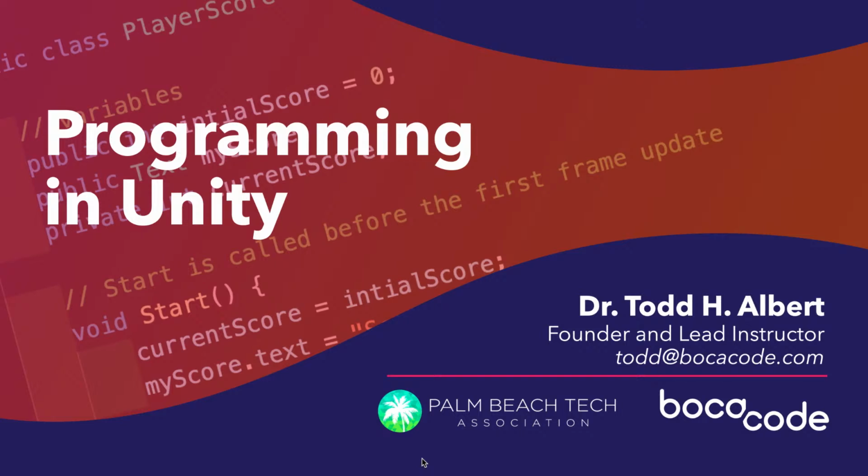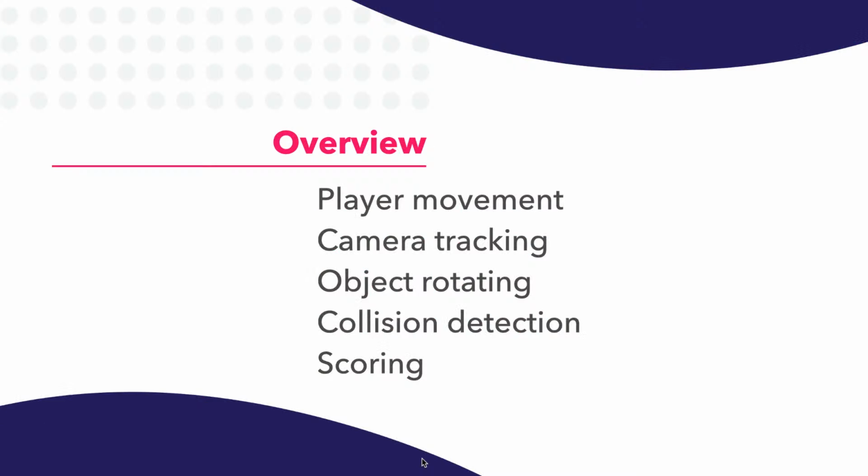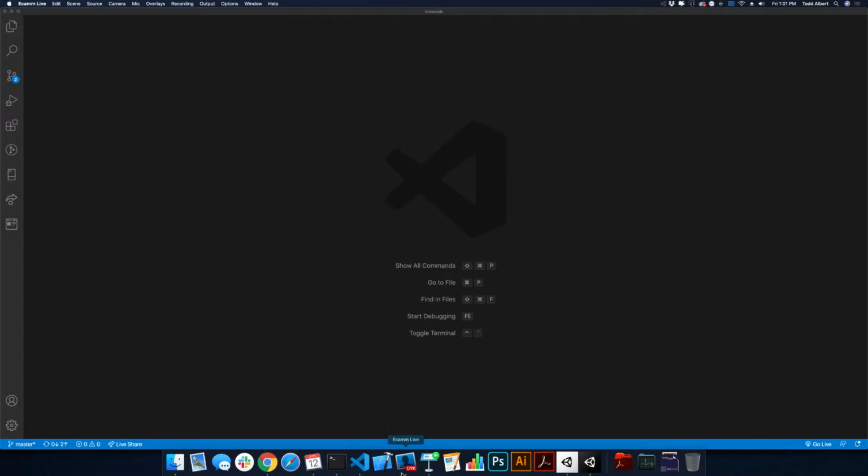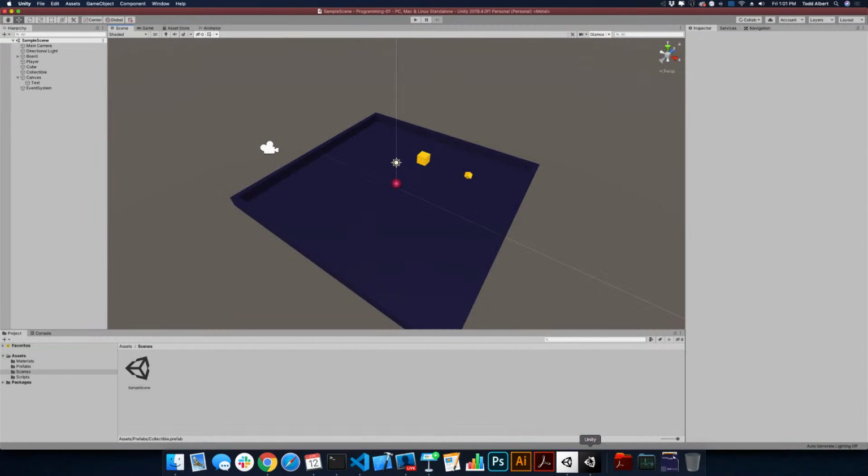Programming in Unity, what we're going to cover today, we're going to look at how to control player movement. We're going to do some camera tracking. These are real basic things. We're going to just start with a real basic scene. We're going to do some object rotating, some collision detection, and scoring. So let's jump over and see what that might look like over in Unity.